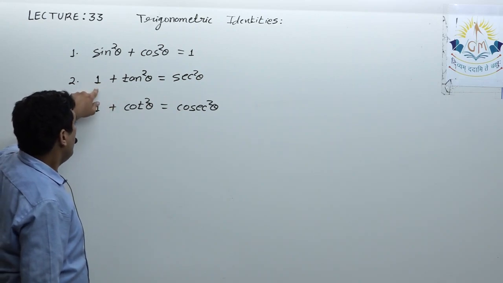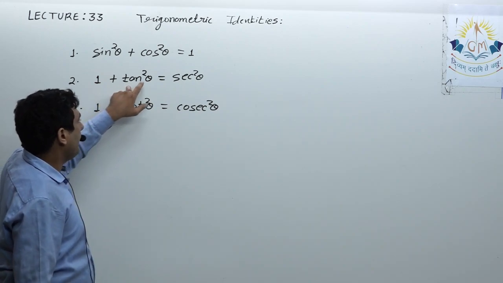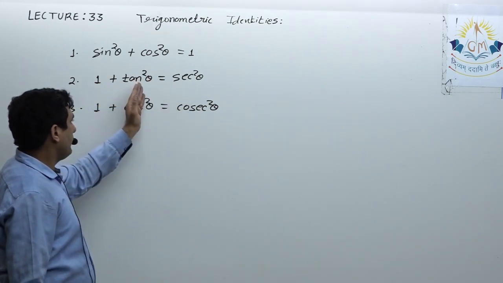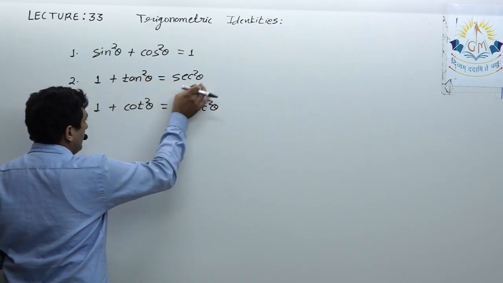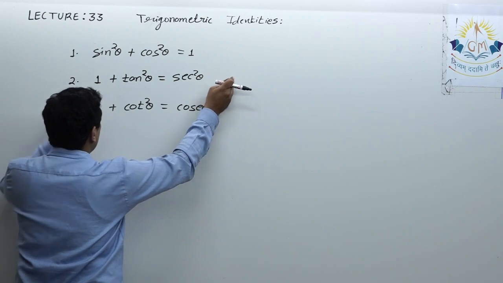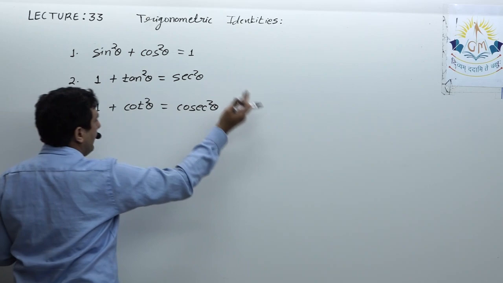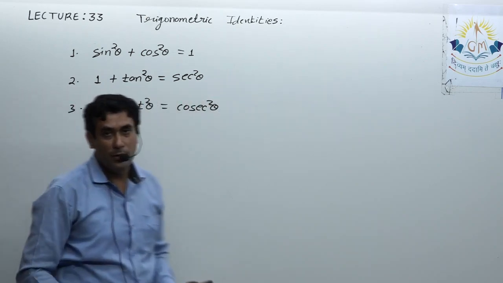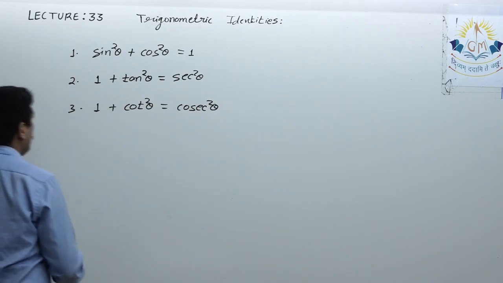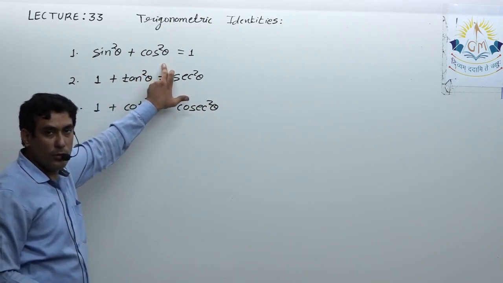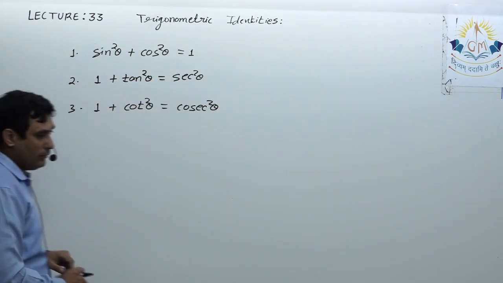Similarly, 1 plus tan square theta equal to sec square theta. So obviously, tan square theta minus sec square theta is equal to minus 1, or sec square theta minus tan square theta is equal to 1. Similarly over here, cosec square theta minus cot square theta is equal to 1. So these are true for all values of theta. That means whether I put theta equal to 0 or 30 or 60, whatever, it is true for all values.